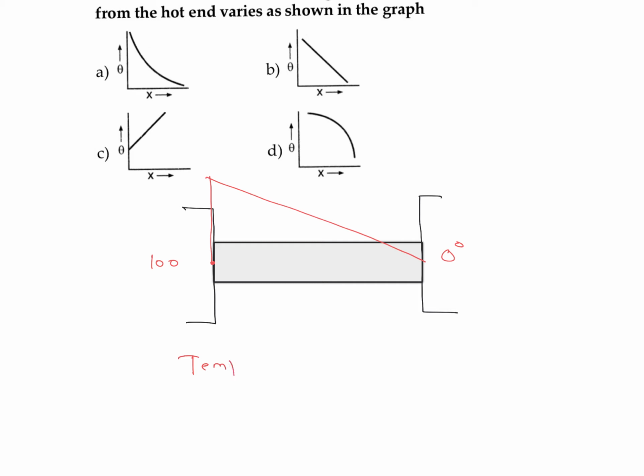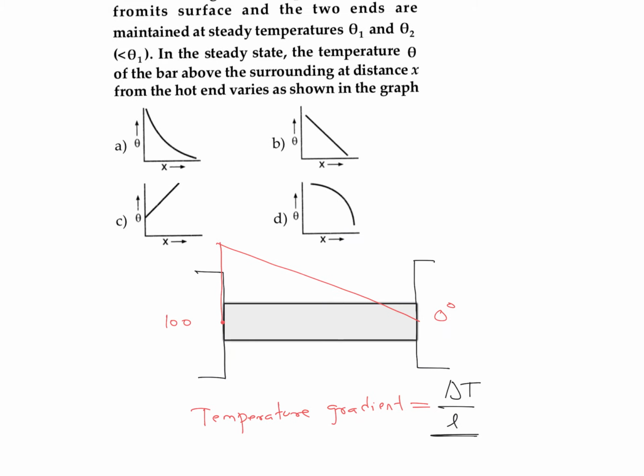is equal to a constant, which is delta T, the difference in temperature, divided by length. So there will be a linear variation of temperature with respect to distance. So we can say that this B option is correct.